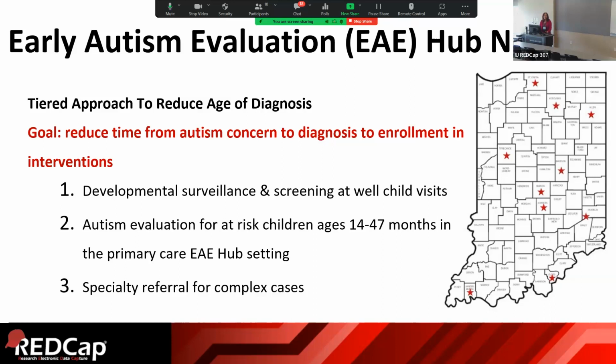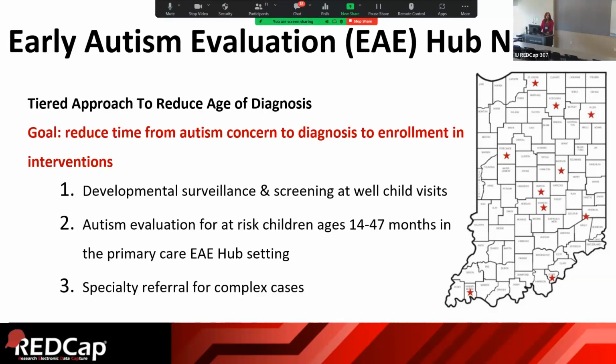Autism evaluation for children with an increased likelihood of autism based on the screen, based on surveillance, ages 14 to 47 months in a primary care setting. So picture where you go to get your primary care for your child. And those visits are usually 10 or 15 minutes. These are 90-minute comprehensive autism evaluations. These doctors are trained by IUSM faculty and staff here on campus.